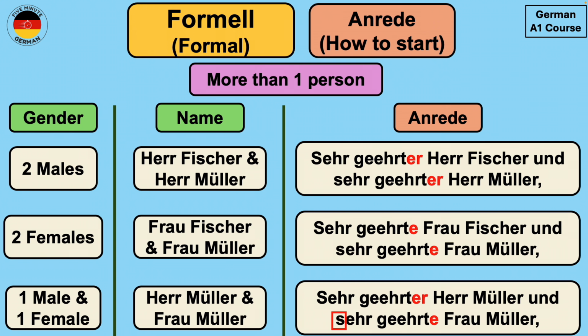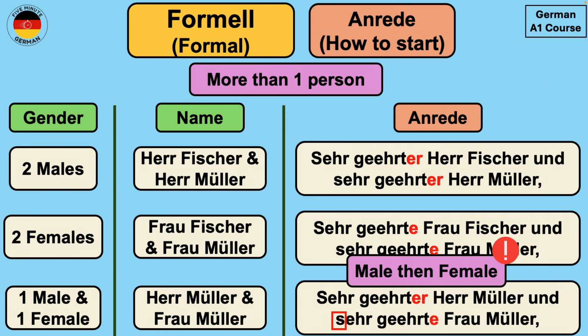Now one more point over here is that when you write to a male and a female, then the male comes first and then the female name comes. So as you see over here, I have written Herr Müller first and then Frau Müller. So keep this in mind as well. So this is how you start a formal letter or an email.